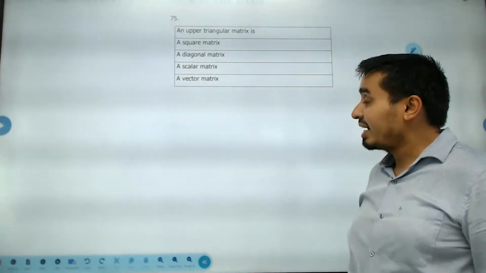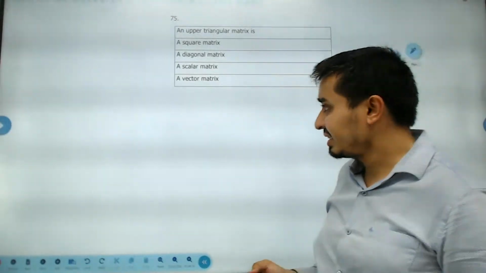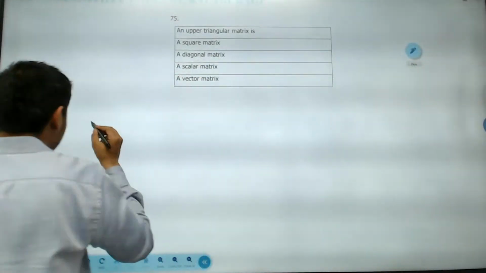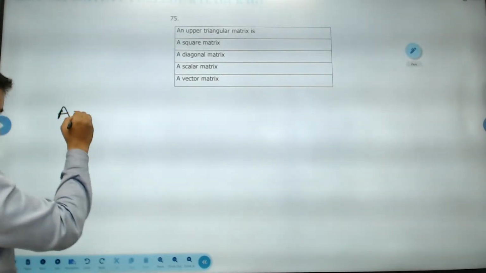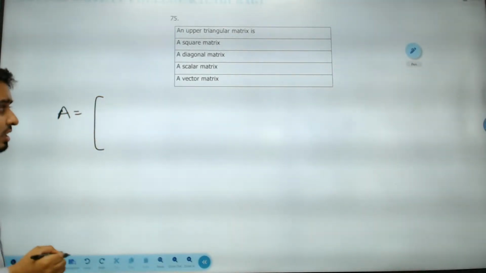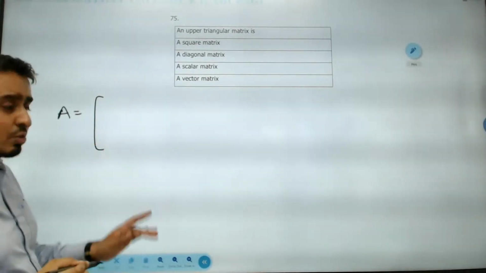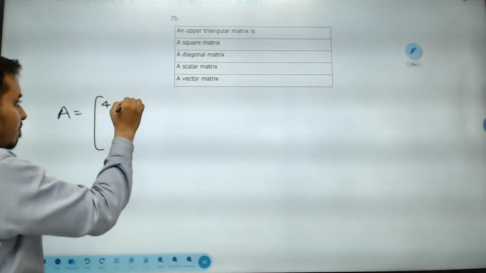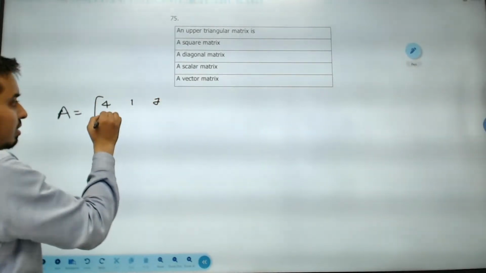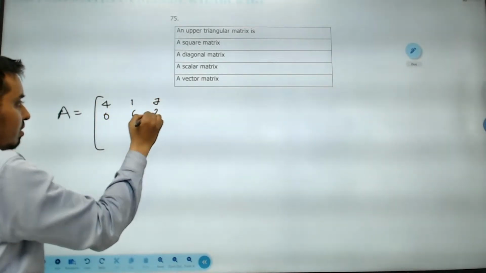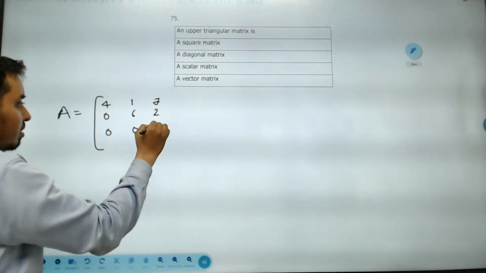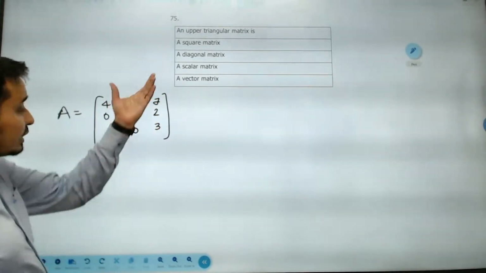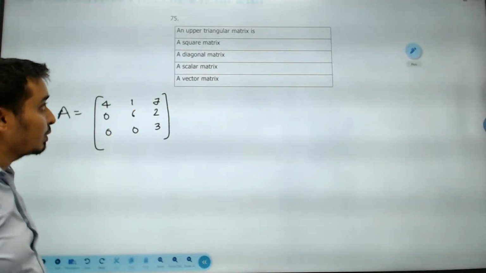Any upper triangular matrix is always a square matrix. Let's take a matrix. Upper triangular means the elements below the principal diagonal are going to be 0. So if you have something like this, this is an upper triangular matrix. So is it a square matrix? Yes, an upper triangular matrix is a square matrix.